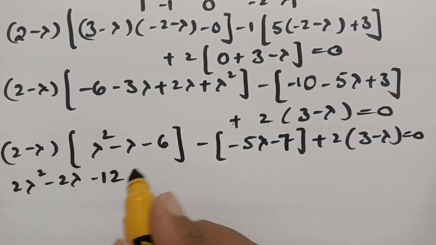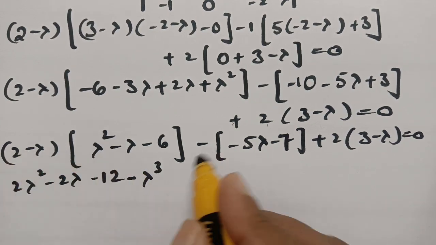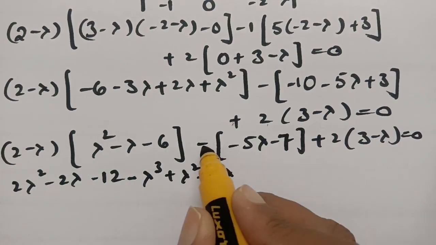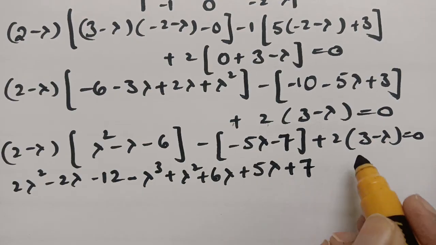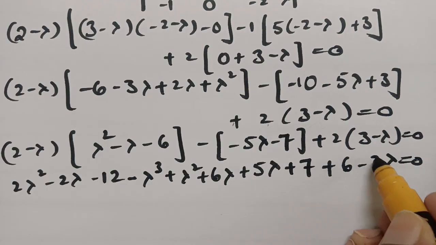So if I multiply with minus lambda, this will be minus lambda cube. Minus into minus plus, this is lambda square. This value is plus 6 lambda. And if I multiply, this will be plus 5 lambda plus 7. So 2 3s are 6 minus 2 lambda is equal to 0.